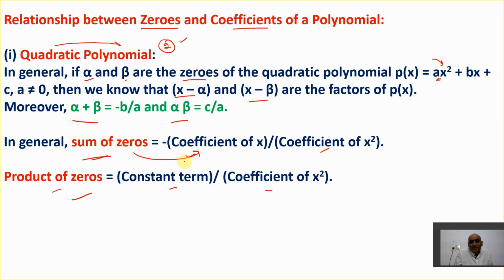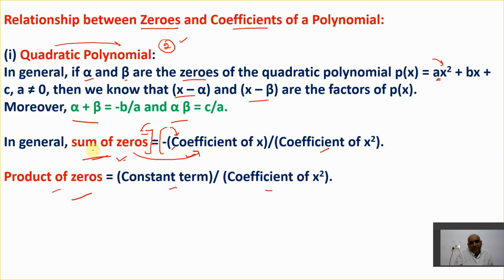Now, how can I verify? Verify means, see, sum of zeros is equal to this, is equal to this. That means in order to verify this relationship, the value on this side must be equal to the value on this side. That means the value on the zeros side must be equal to the value on the coefficient side. If that becomes equal, that means the relationship is verified.